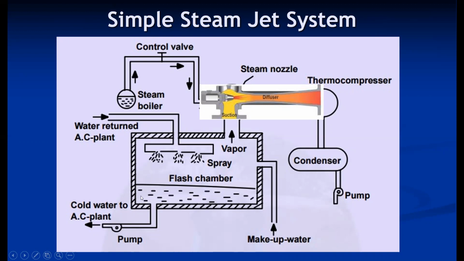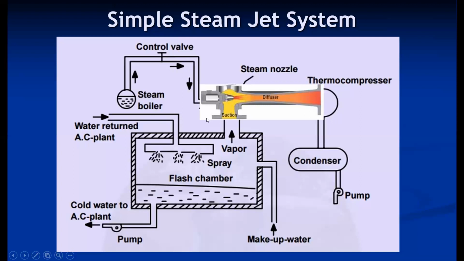The liquid is cooled, and this cooled liquid is circulated to the AC plant for cooling. The same cold water is returned from the AC plant after absorbing the heat, and it is sprayed in the chamber. So the main function of this flash chamber is the production of chilled water. The steam power plant can be associated with this cooling system if excess steam is available.